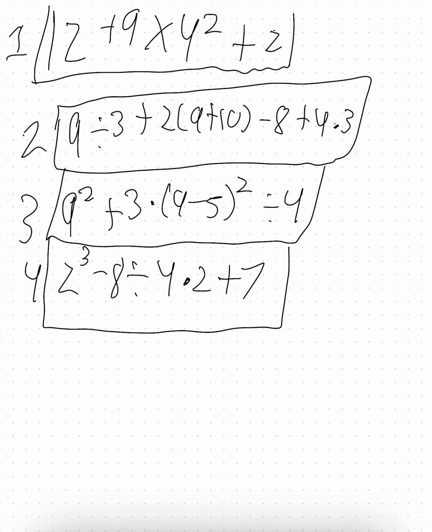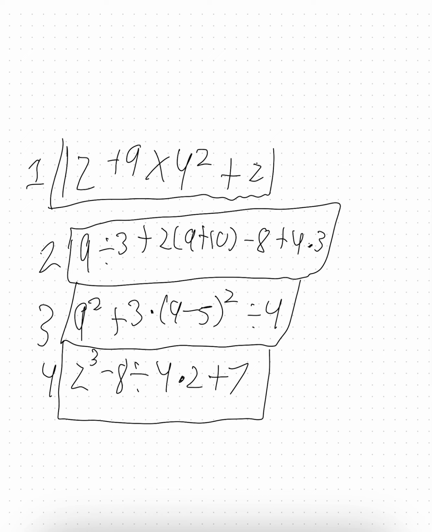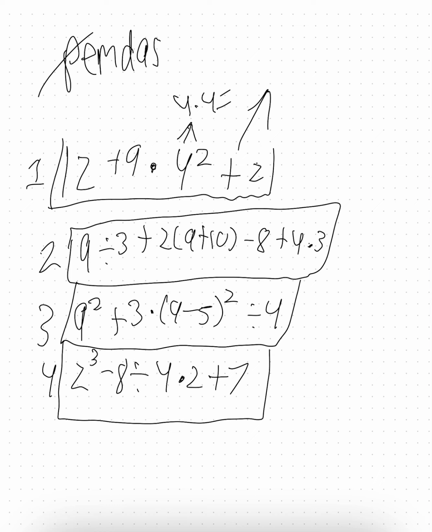Let's look at the first one. We have 12 plus 9 times, I'll do the other symbol, I'll use a dot here, times 4 to the second power plus 2. What does that equal to? Now remember PEMDAS. Parentheses, I don't see any grouping symbols here, so we can cross that out. I do see exponents though. What is 4 times 4? You have 4 4s added up. It's equal to 16, right?